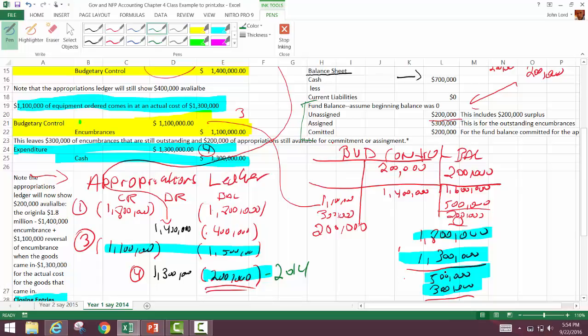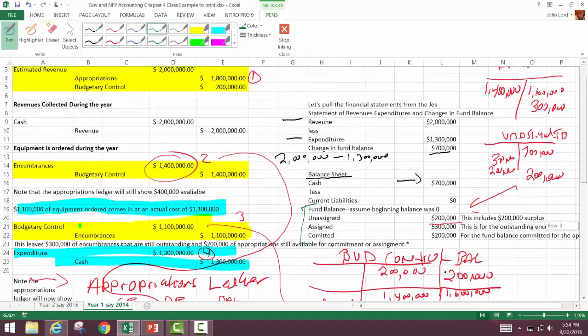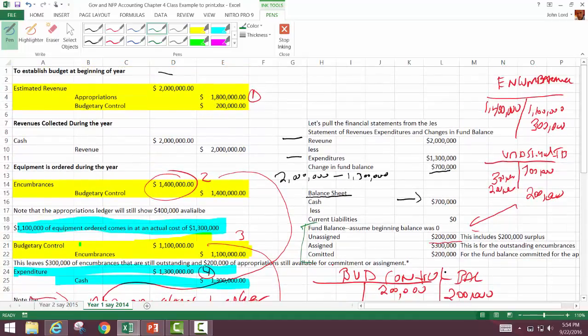Okay. Notice that in my encumbrance account, since I credited 1.1 million, they're sitting there showing me that I still have what? A balance of this 300,000 at that point before I make my closing entries, right? I still have a balance of 300,000, 1.4 versus 1.1. I still have a balance of 300,000, right?